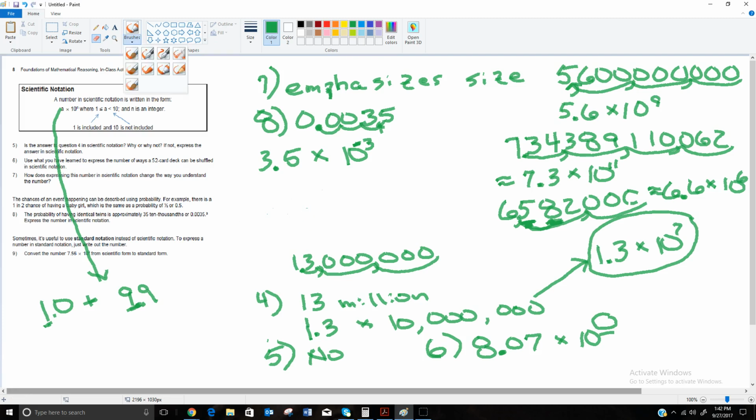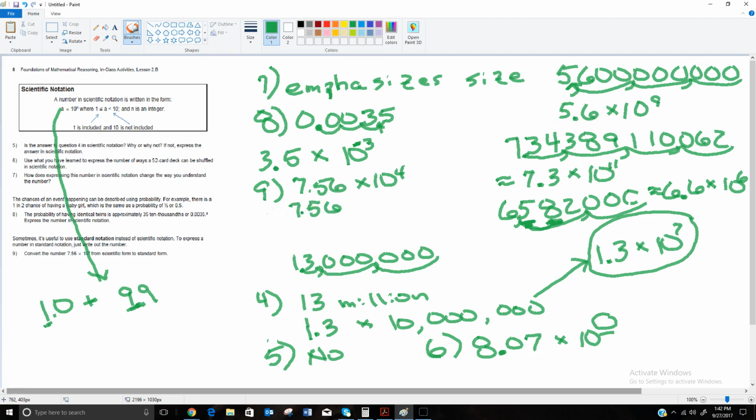And so if we start with the number 7.56 times 10 to the 4th, and we want to take that out of scientific notation, first we want to note that's a positive 4. So that means that we started with a large number. This was originally a large number.